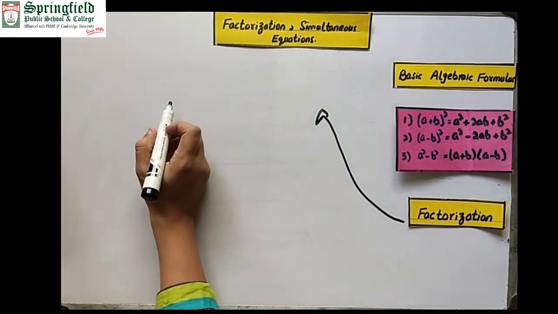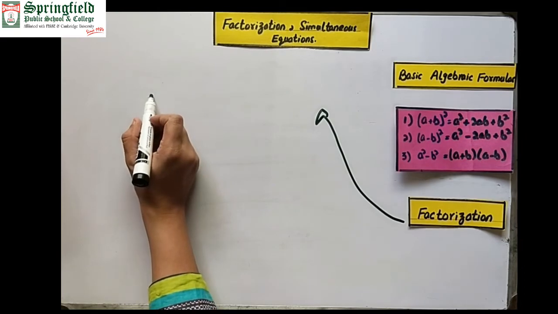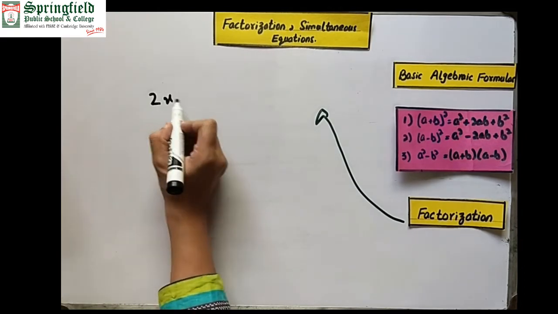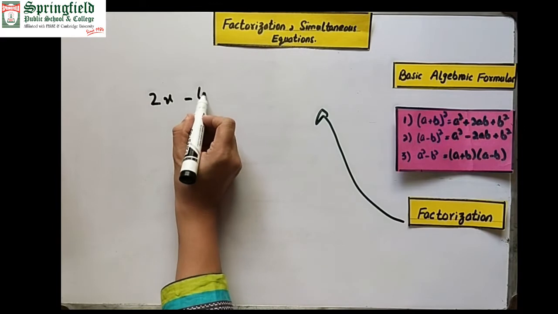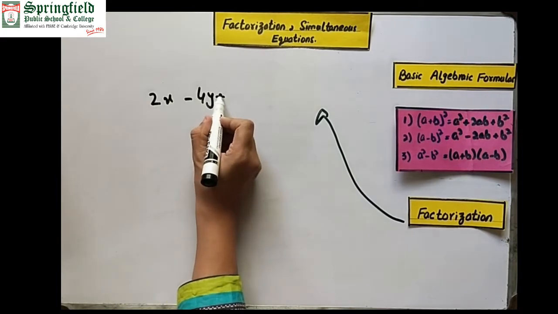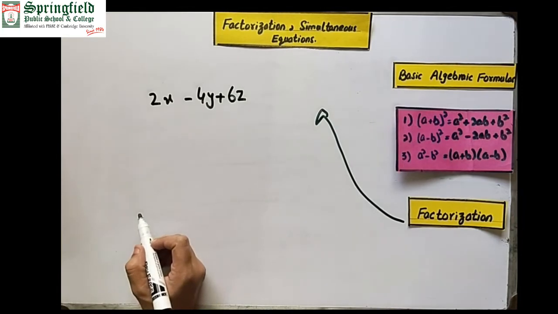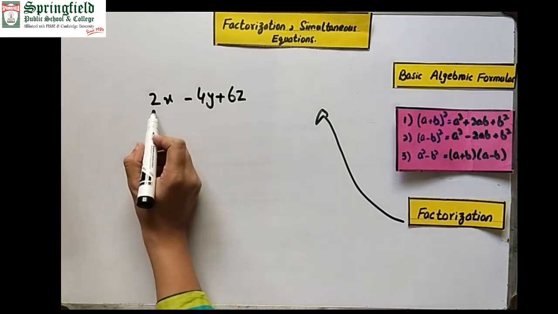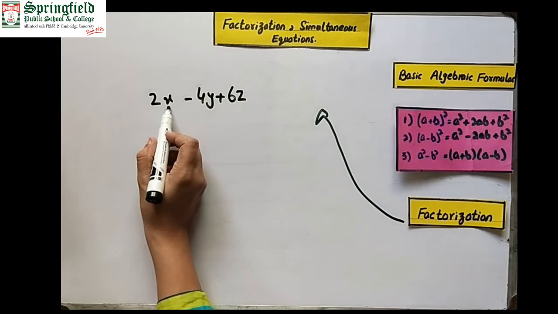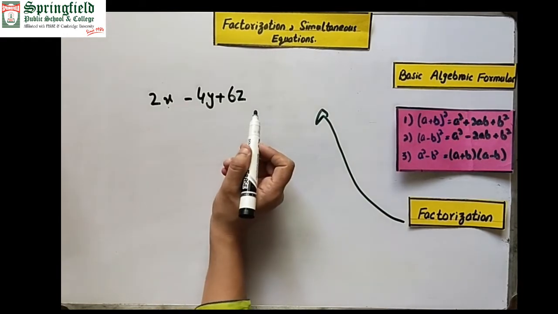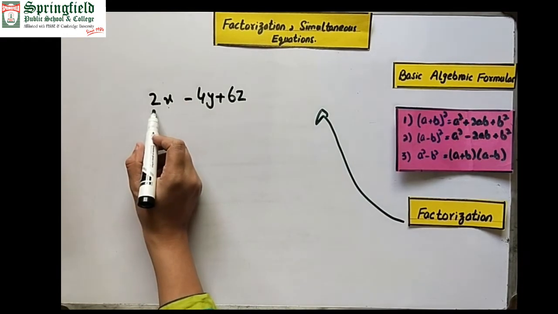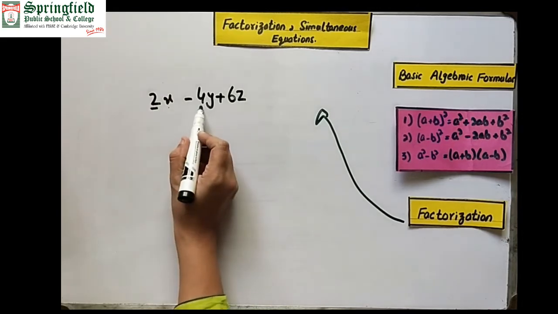Okay, now let's suppose the algebraic expression is 2x minus 4y plus 6z. So how can we factorize? Look here, the variables are x, y and z. These are the different variables. And now look at the constant numbers, the coefficients. Coefficient means the number in front of the variables. So the coefficients are 2, 4 and 6.